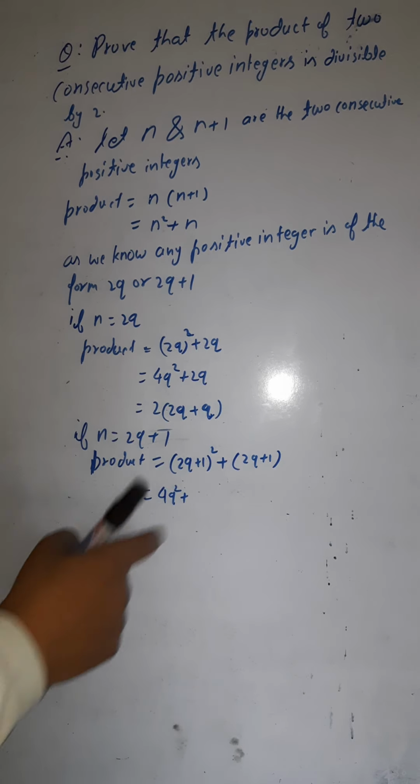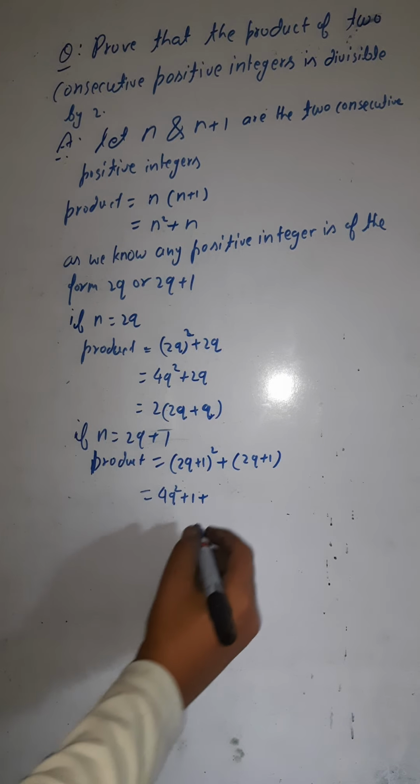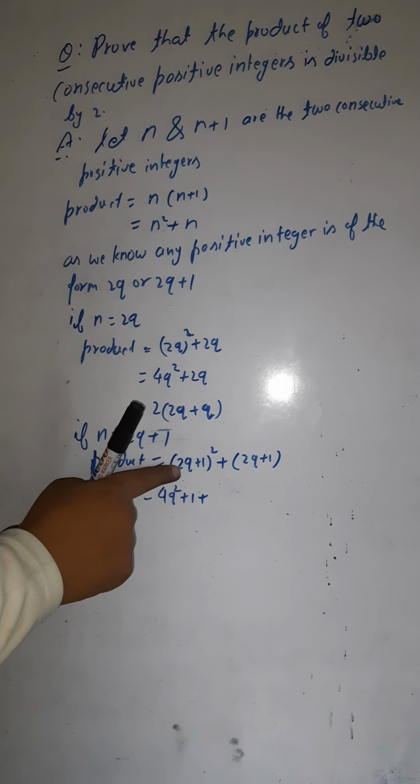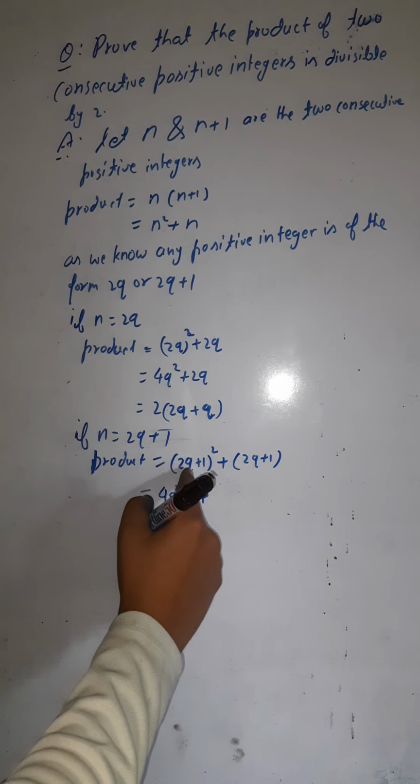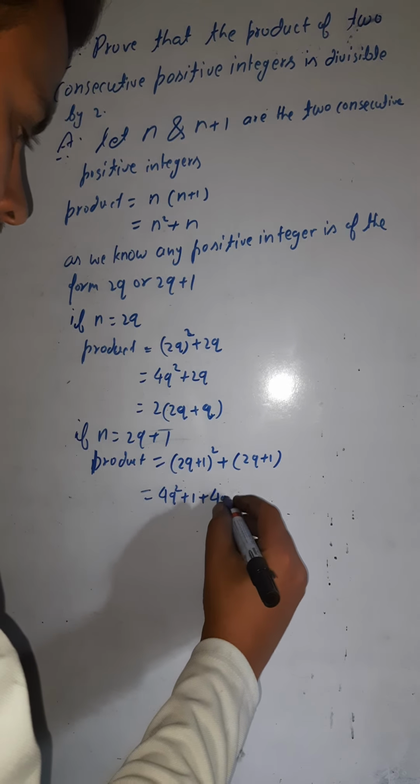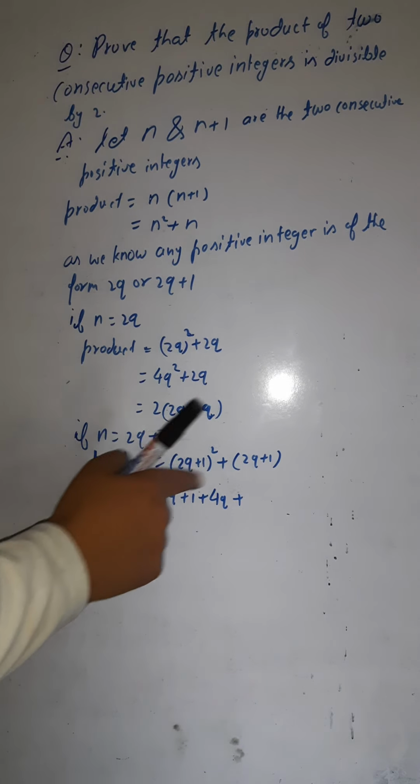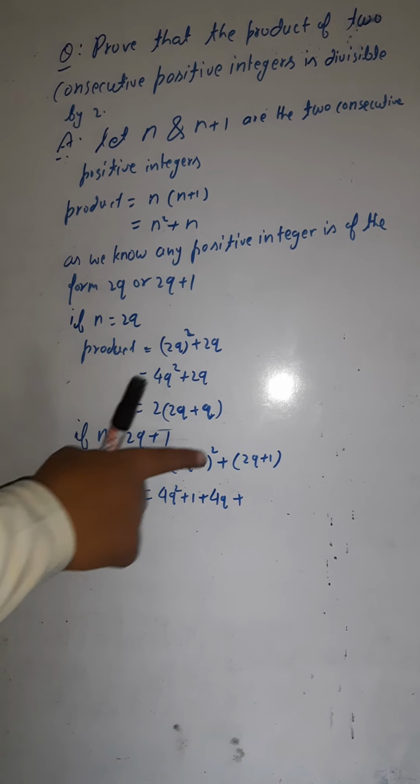a square plus b square, that is 1, square of 1 is 1, plus 2ab, 2 into 1 into 2q, that is 4q. Are you getting this? So this is how you would open the whole square. You are knowing this, okay?